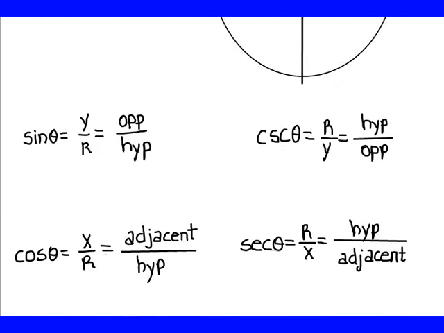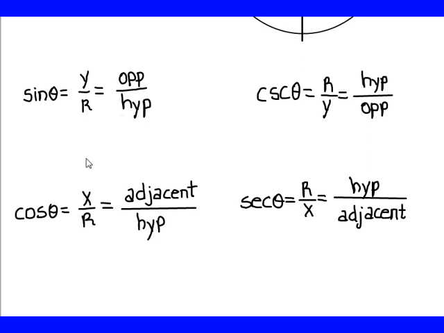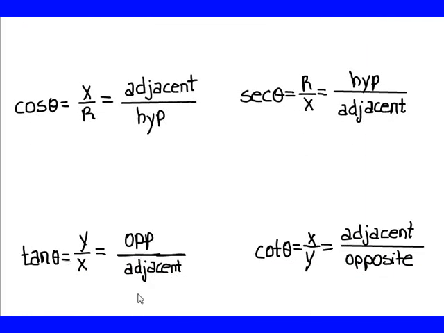So now looking at our 6 trigonometric functions, we know that the sine is y over r. That's the opposite over the hypotenuse, where the hypotenuse is the radius of the circle. The cosine is x over r, which is the adjacent over the hypotenuse. And the tangent is the opposite over the adjacent, which is known as y over x.